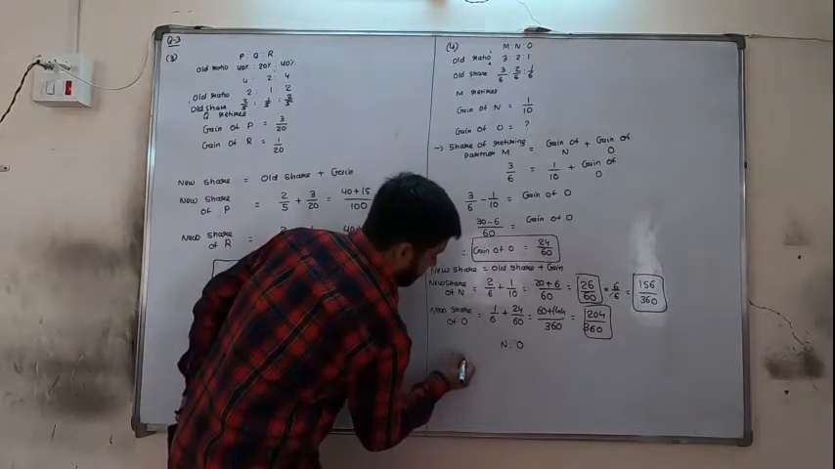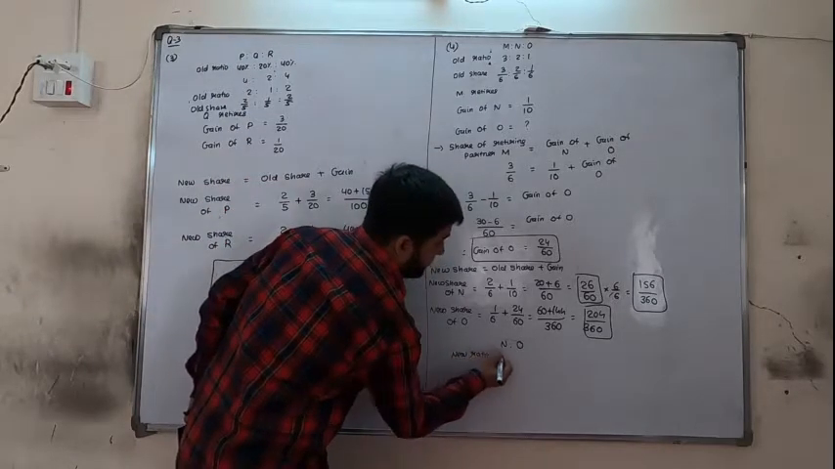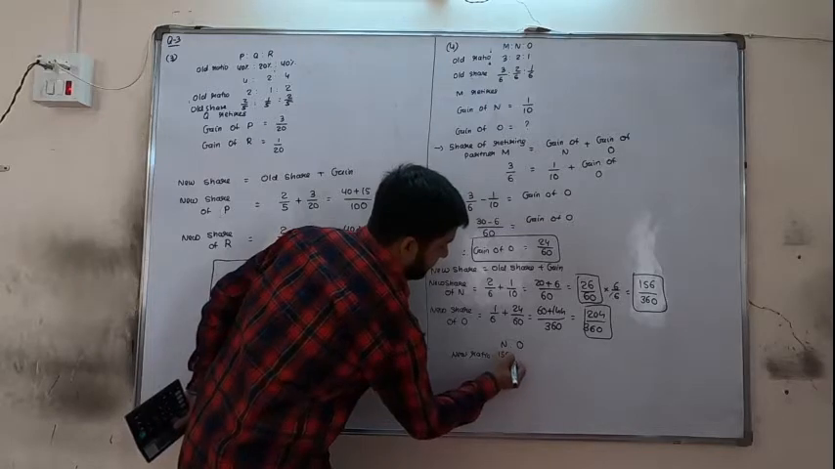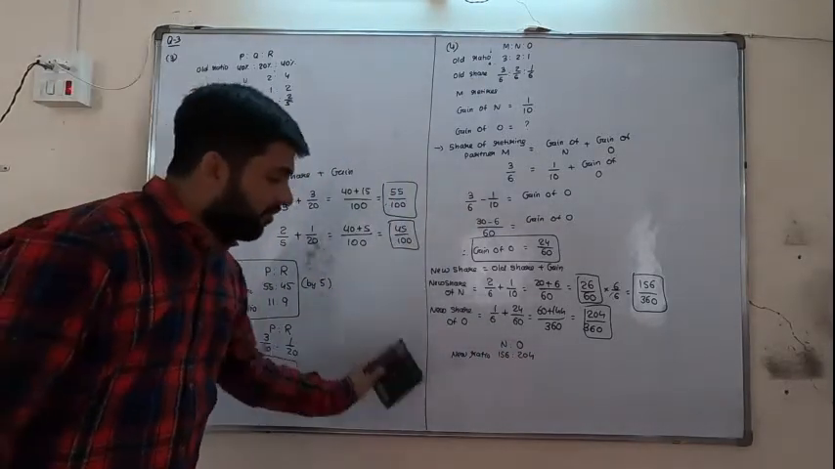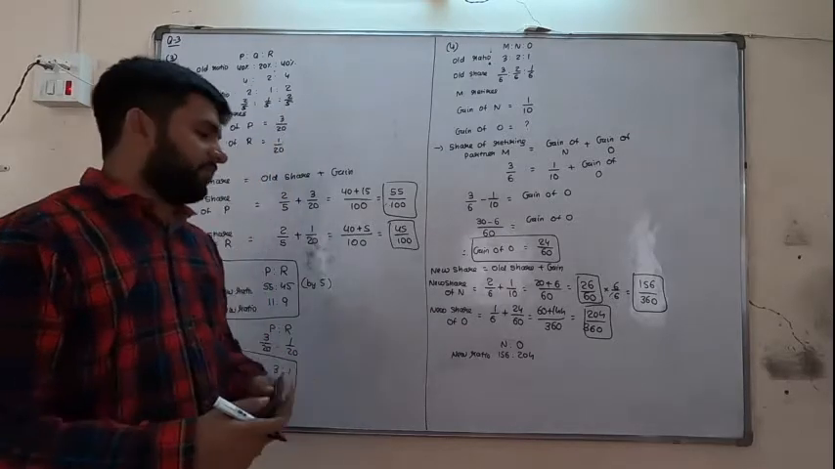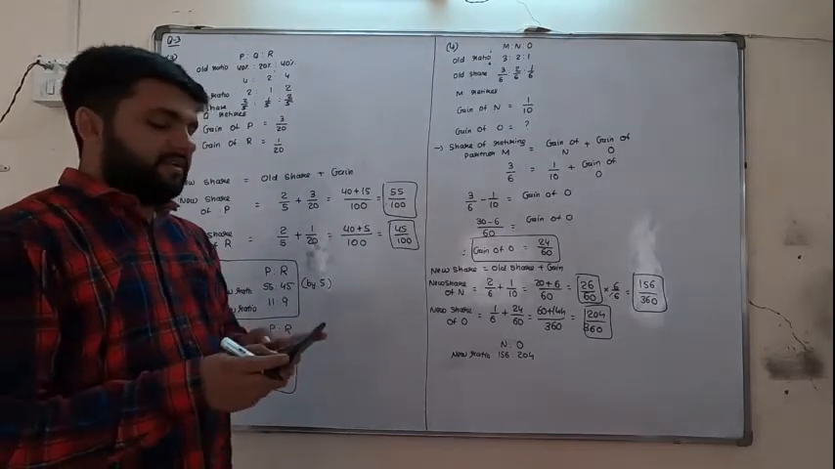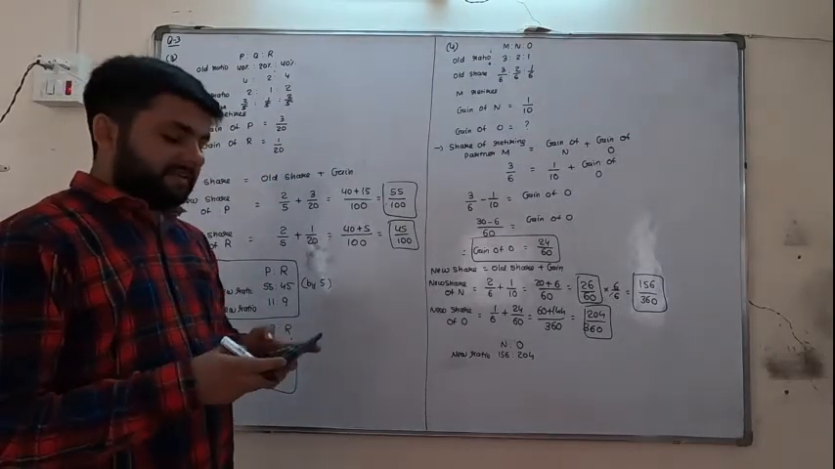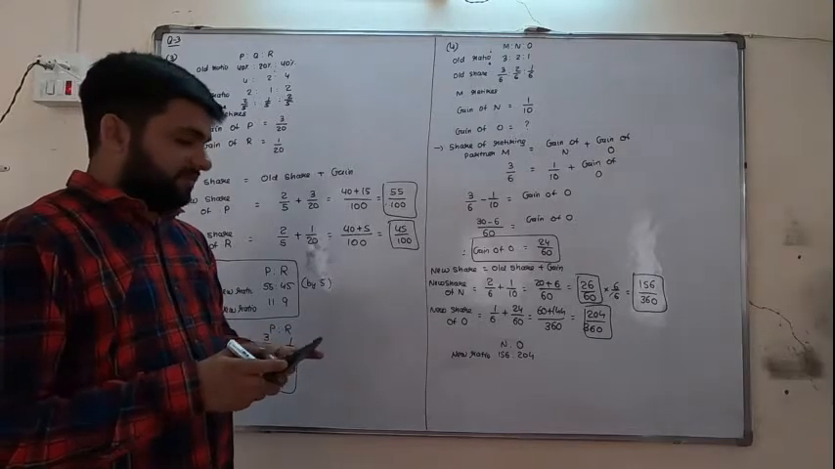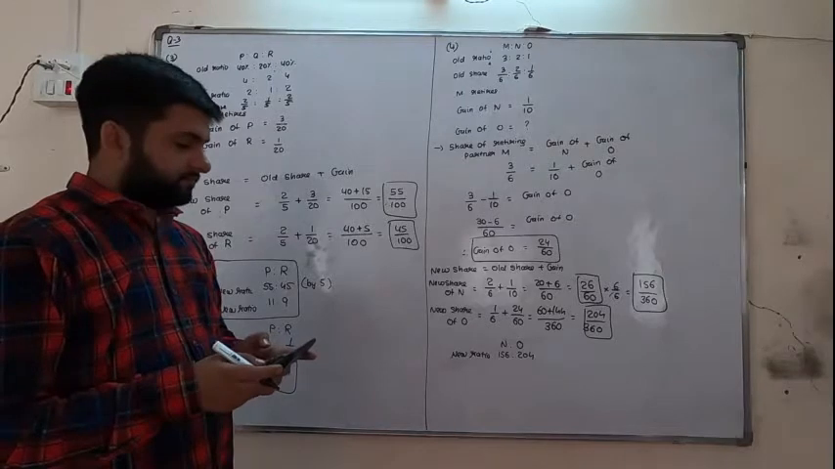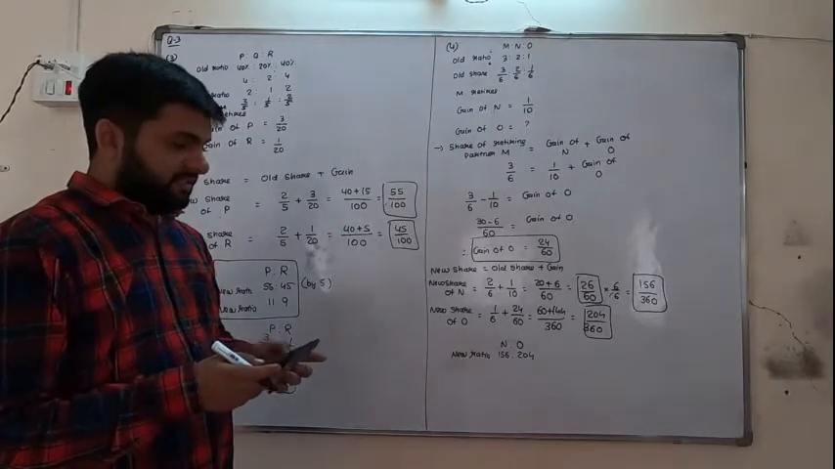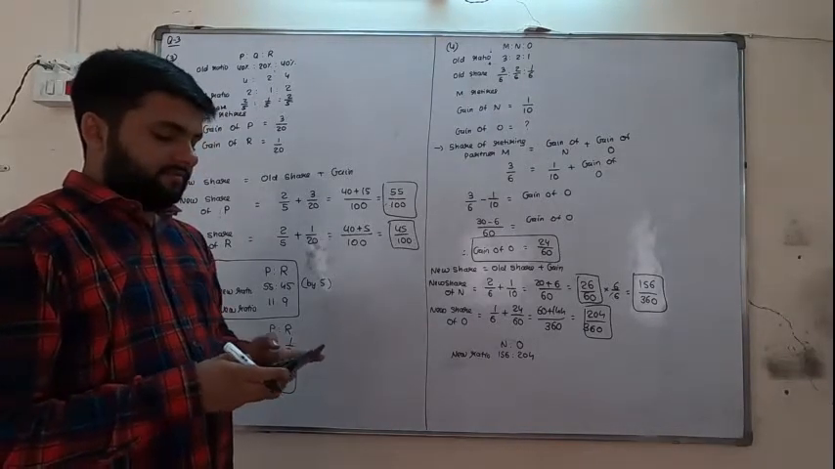Now N is to O, the new ratio is 156 is to 204. Now if you want, you can write this answer, it's not a problem, but if you want, we can cut. 156 divided by 36, it's not possible. 156 divided by 4, it's 39.